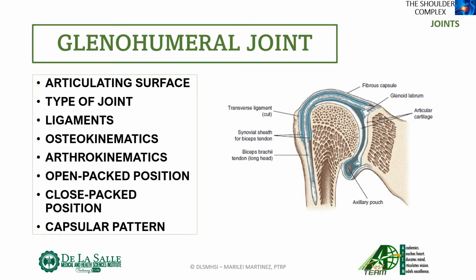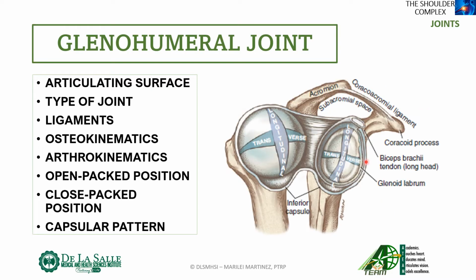Our third joint is the glenohumeral joint. For the articulating surface or articular surface of the glenohumeral joint, first we have the head of the humerus, so this one, and the glenoid cavity or glenoid fossa of the scapula. Okay, as you can see, this is a ball, which is the humeral head, and socket, which is the glenoid cavity or glenoid fossa. So this is a ball and socket synovial diarthrodial joint.